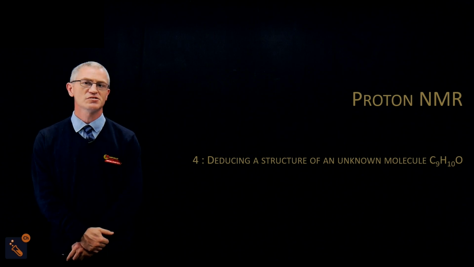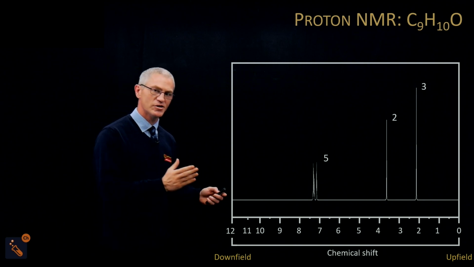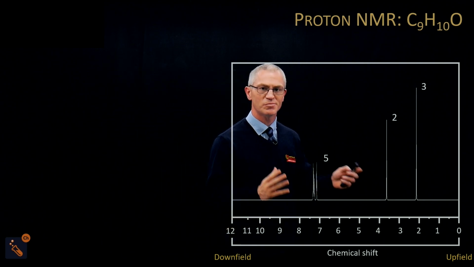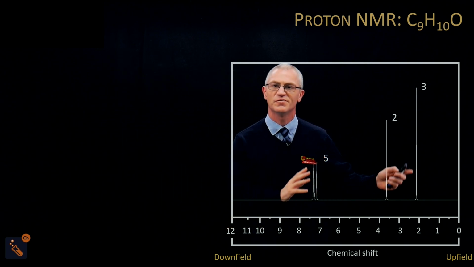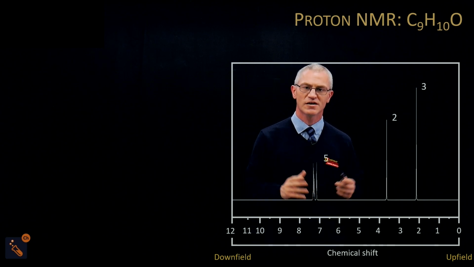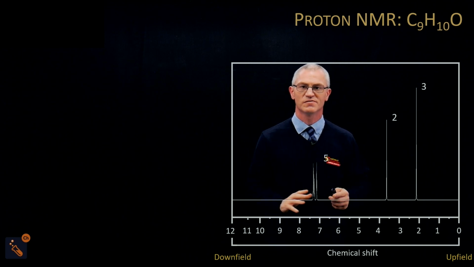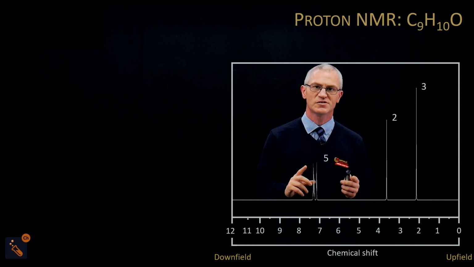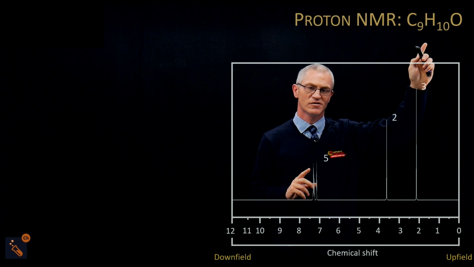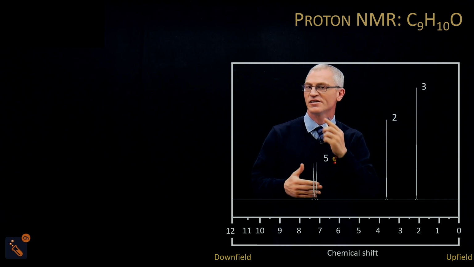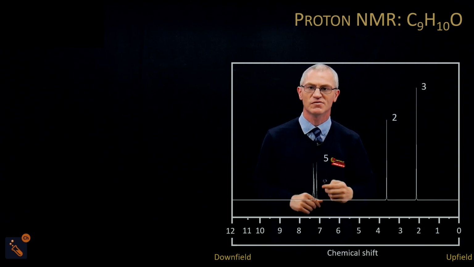In this video, we're going to deduce the structure using NMR of C9H10O. So here is the NMR, and I'm going to point out some important things before we move on to the table. It's always good to look at the NMR with your watchful eye first. First of all, we've got an oxygen in our molecule, and start thinking about what functional groups you could have if you've got an oxygen in the molecule.